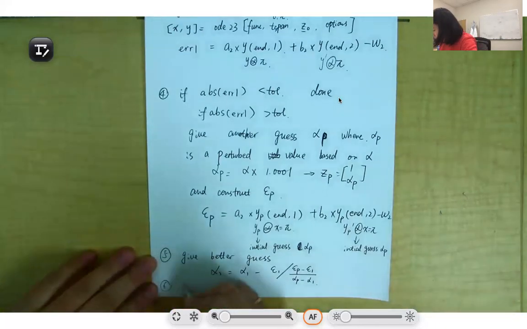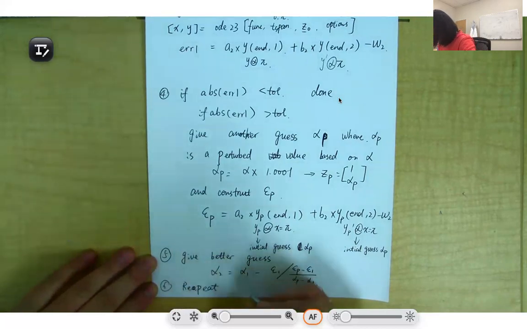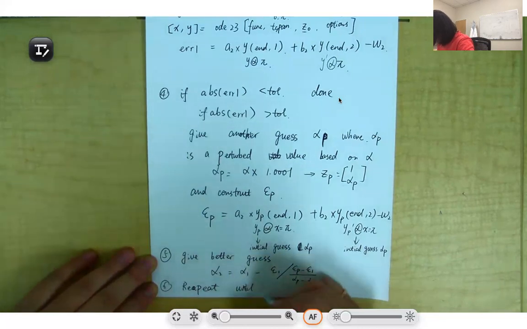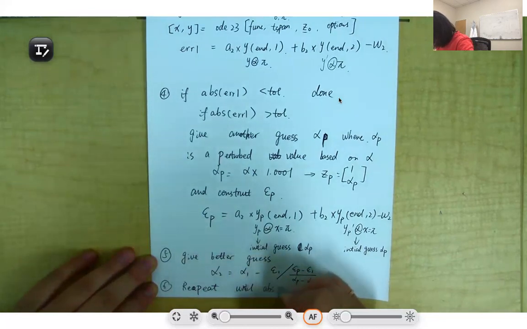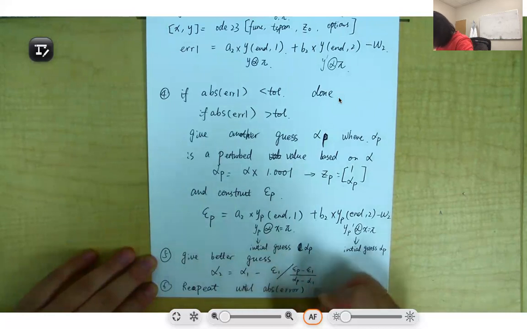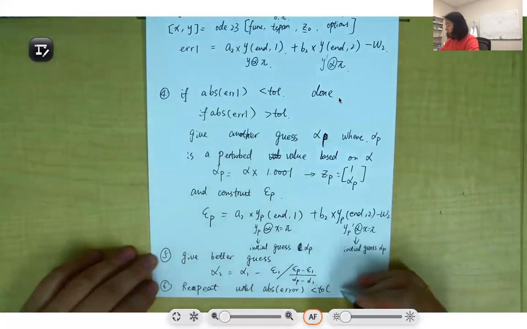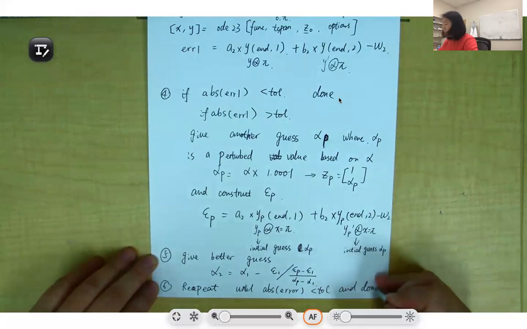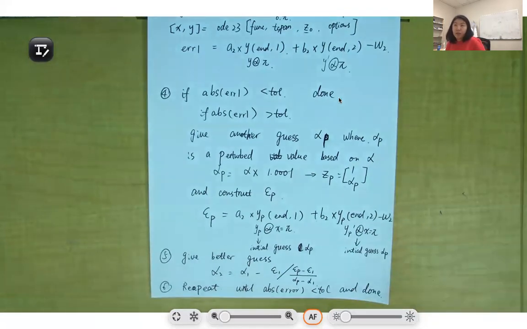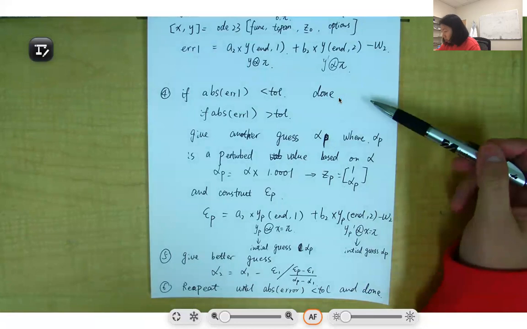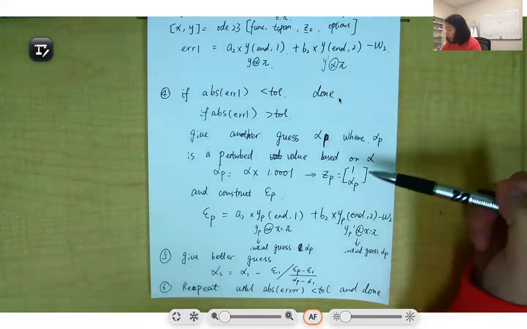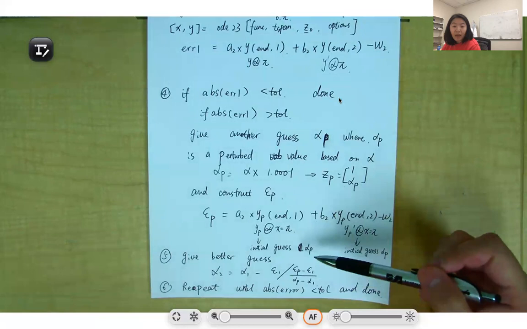Then the sixth step will be to repeat until the absolute error is smaller than the tolerance, and done. Okay, so this is how you can solve an iterative shooting method, starting with an initial guess, a perturbation guess, and giving a better guess based on the error analysis.